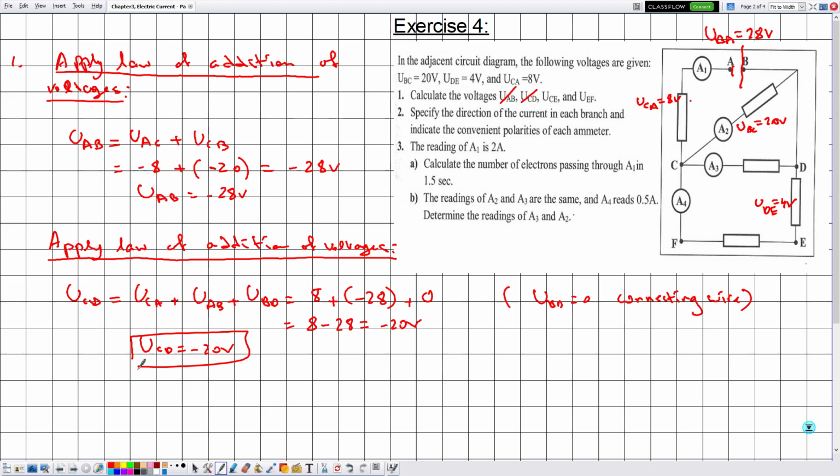So I repeat that the trick in solving such type of exercises is to write the applied voltage on the circuit itself. So this is minus 20 volts with the name of the voltage. Okay, don't forget with the name of the voltage. Now we need to calculate UCE.